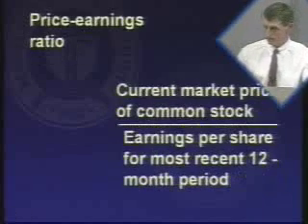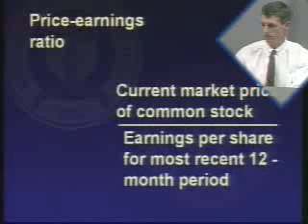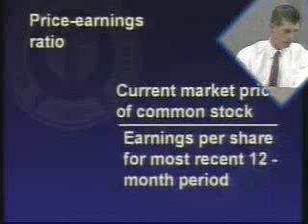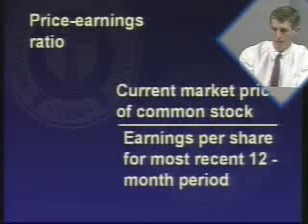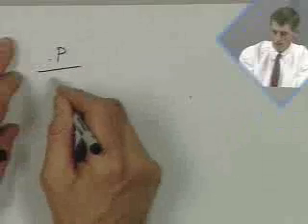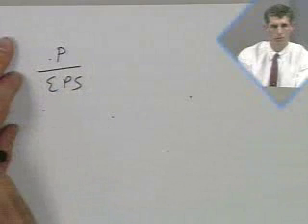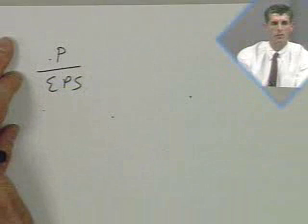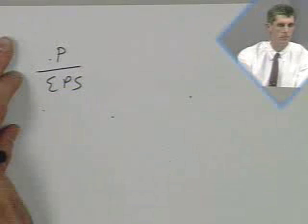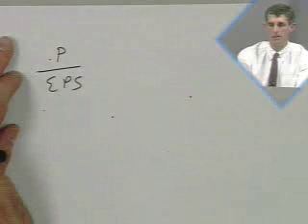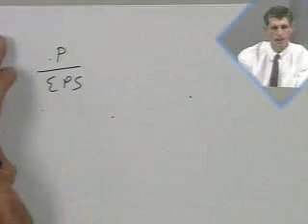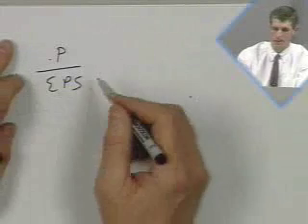Price-earnings ratio, the PE ratio. PE ratio is simply common stock price divided by earnings per share. Higher is better, true or false? To a certain extent. Depends on how you go. Okay, tough one to agree or disagree with, right?